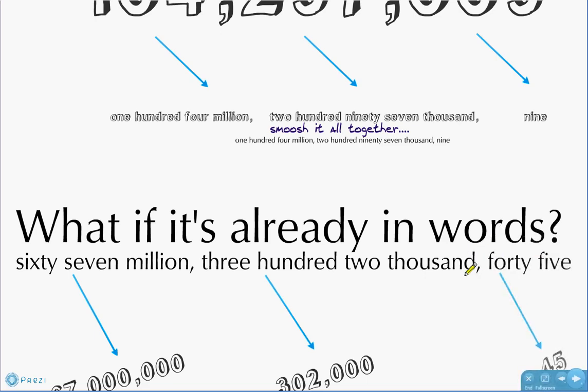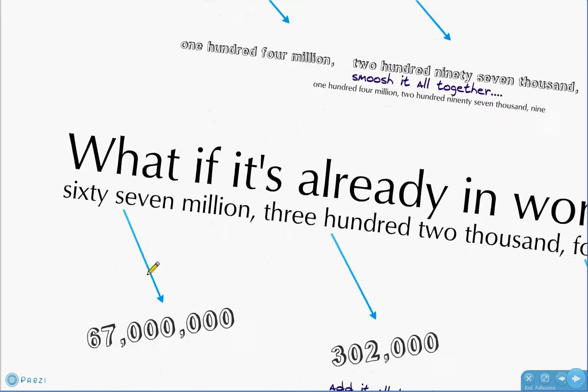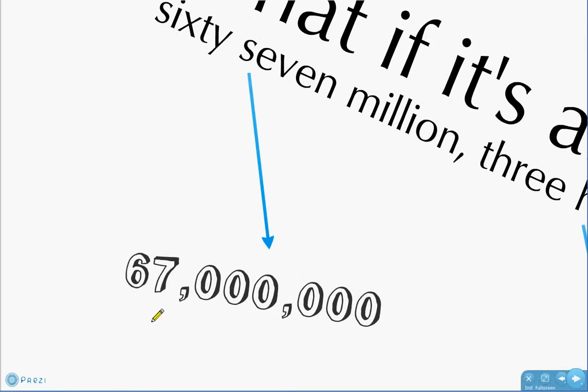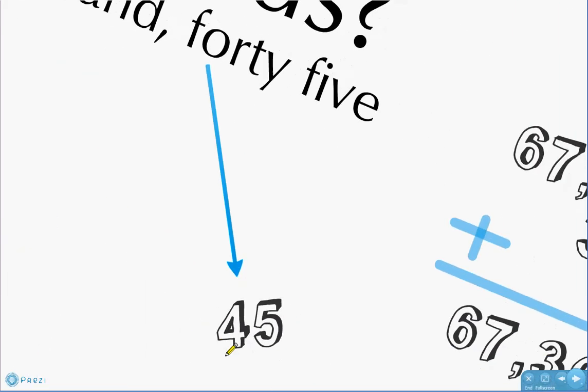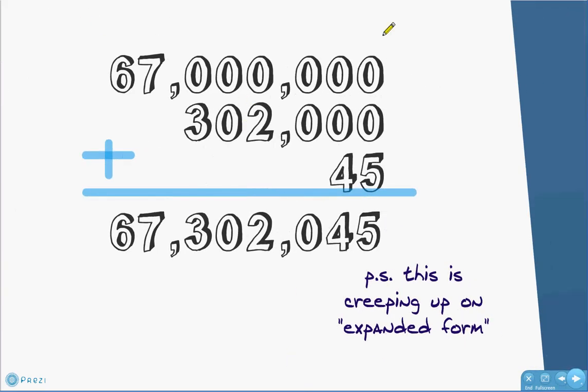You're going to separate by commas. This is the 1 section, because it's the first separation. This is the thousand section, and you can tell because it says thousand. And then this is the million section. So you're going to write out each number. This is 67 million. This is 302,000. And this is 45. And when you're done with that, you can add it all together and you get your answer in standard form. It's really easy.